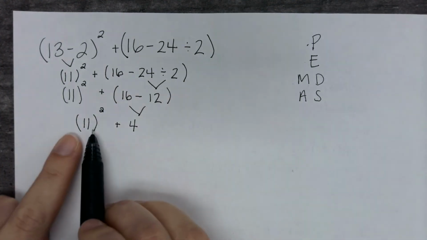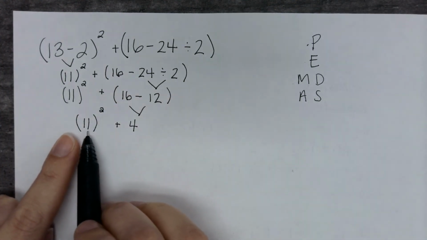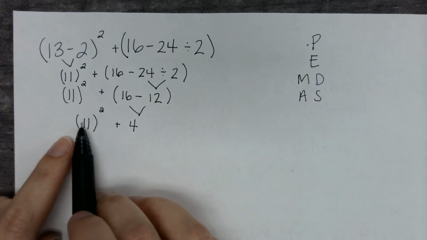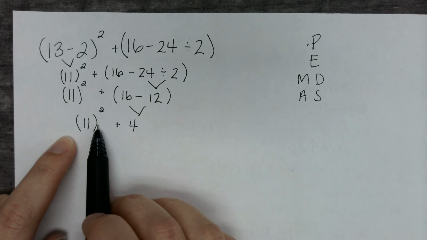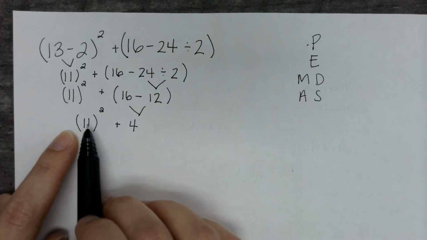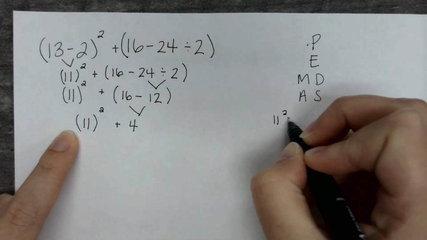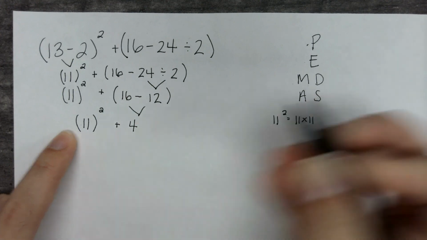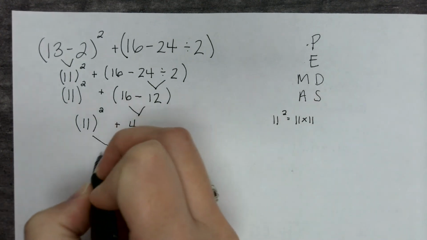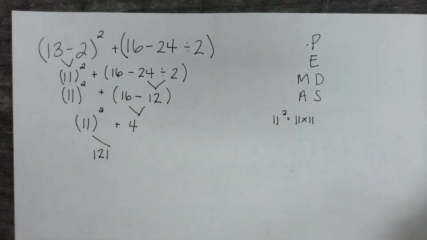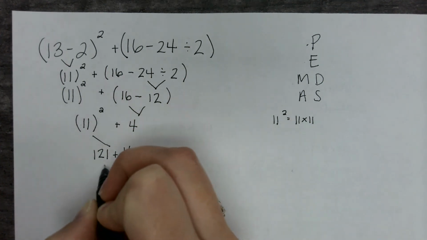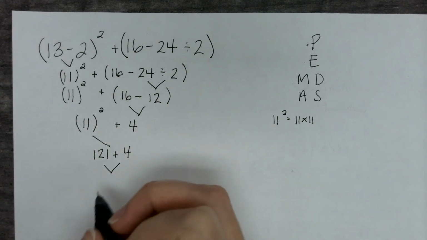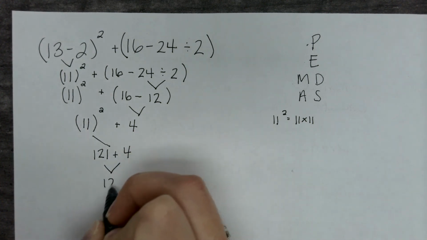Now, see how these parentheses, there's nothing really left inside here? The only reason why I'm keeping them is because if this was a negative, it's going to change the sign because we're multiplying to itself, right? Remember, 11 squared means 11 times 11. So I'm going to have 121 instead. Bring down my plus sign and bring down my 4. Now the very last thing is to add. So 121 plus 4 gives me 125.